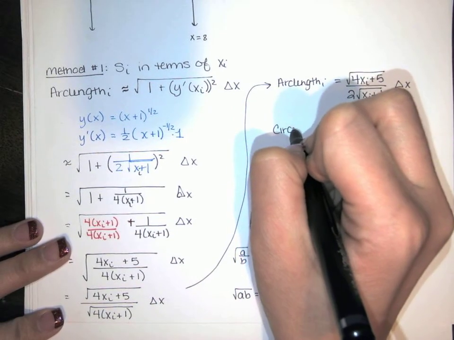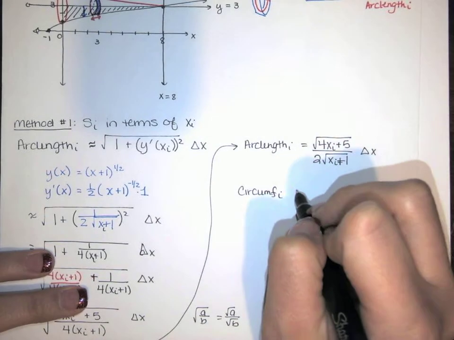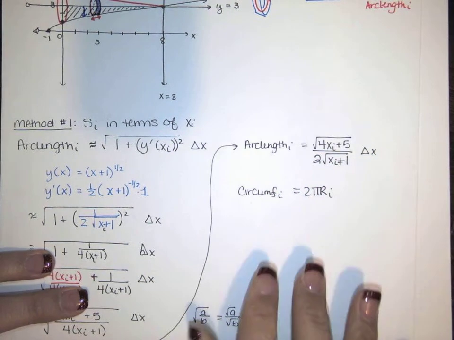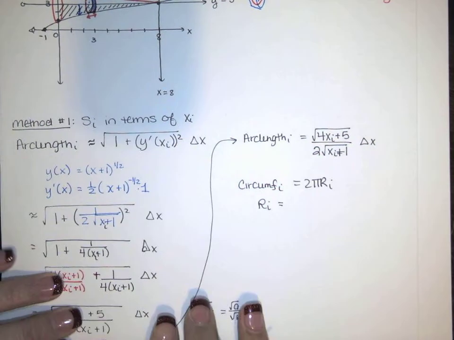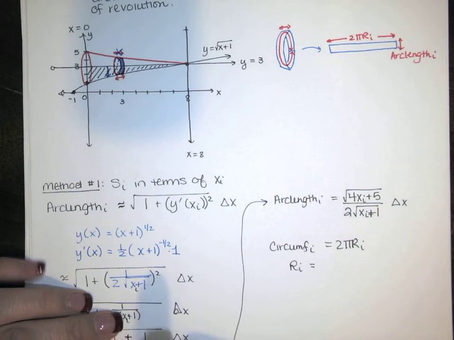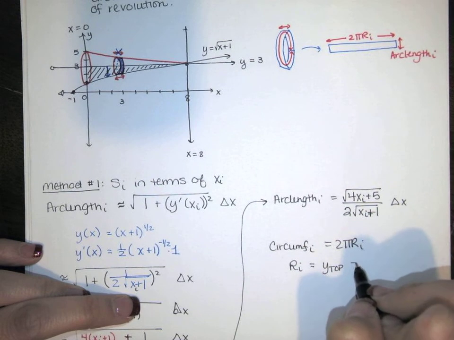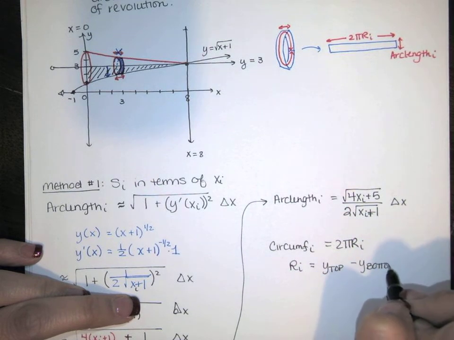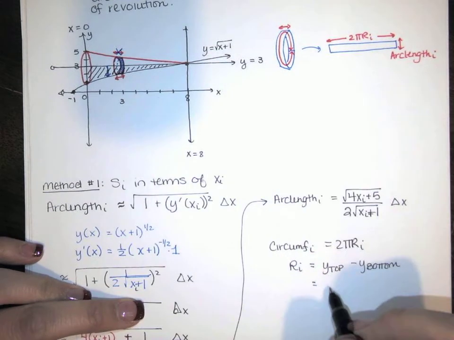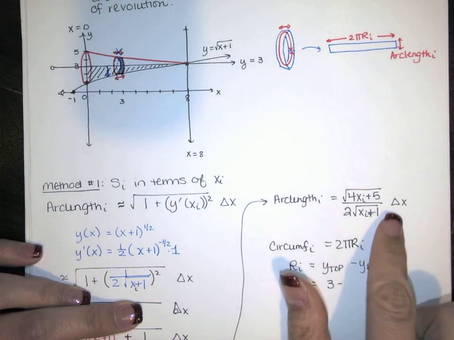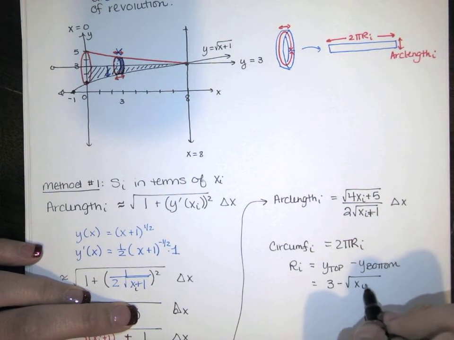And the circumference, it's 2 pi times the radius. Now, in order to find the radius, I need to look at my graph. And notice the radius is vertical. So it's going to be the top y value minus the bottom y value. This time, the top y value is 3. And I'm doing everything in terms of x. The bottom y value is the square root of x sub i plus 1.